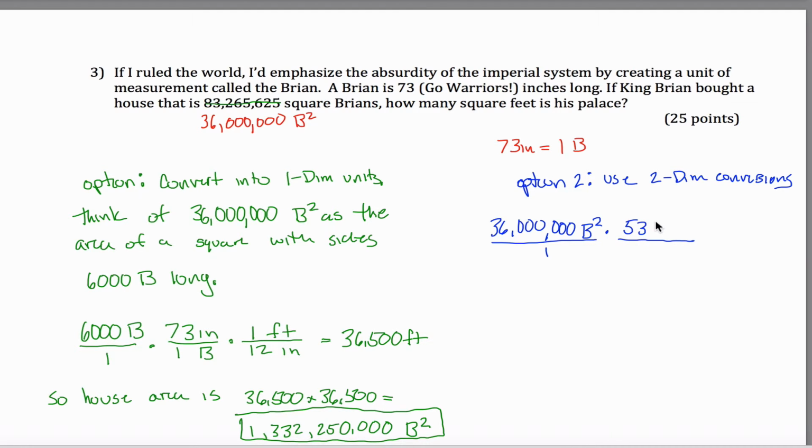So 5,329 inches squared is 1 Bryan squared. And since there are 12 inches in a foot, there's 144 square inches in a square foot. So 1 square foot is 144 square inches. And if you multiply those all across, 36,123 million times 5,329 divided by 144, you should get the same answer. You do. You get 1,332,250,000 Bryans squared. So a couple different ways to do the same problem. Whichever one makes more sense to you is what you should do.